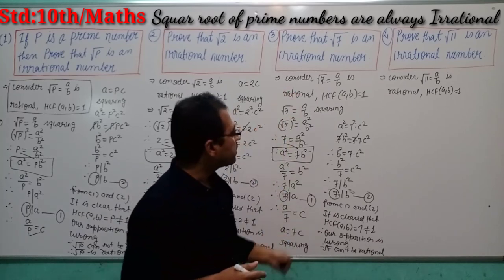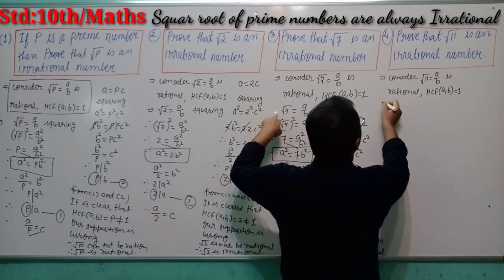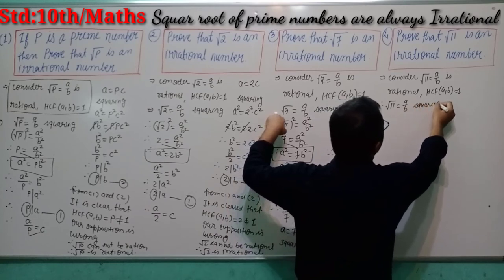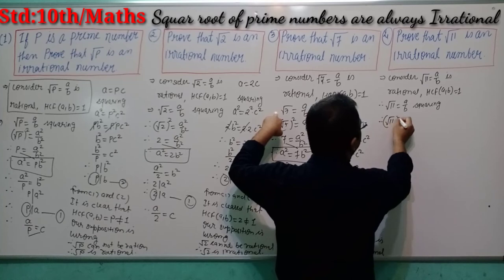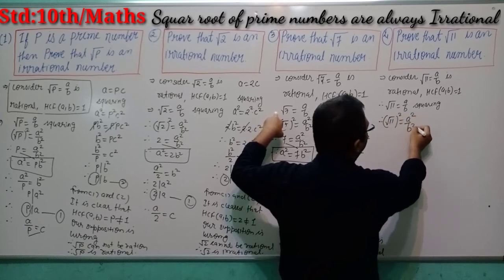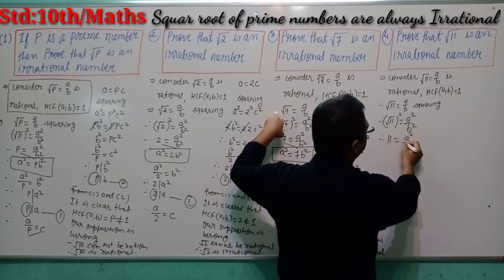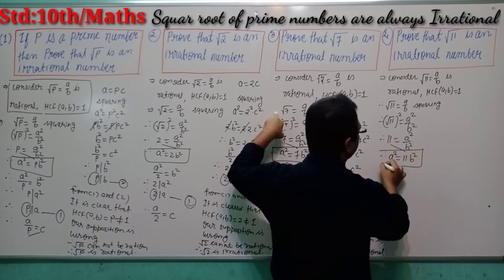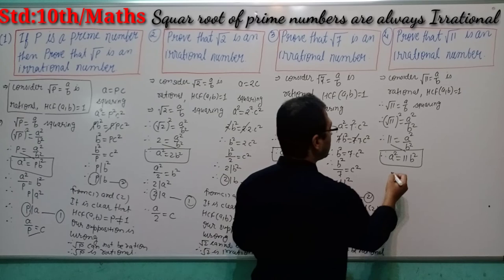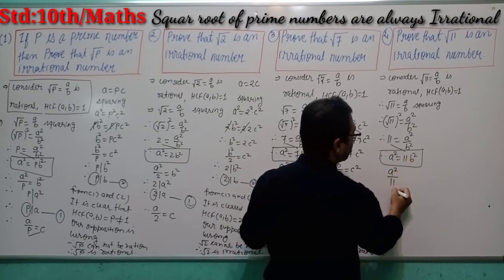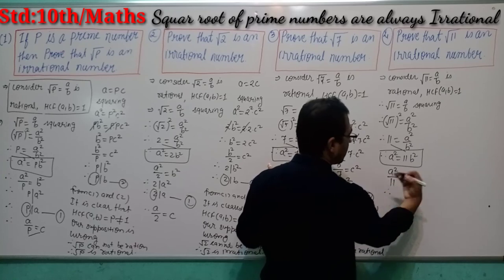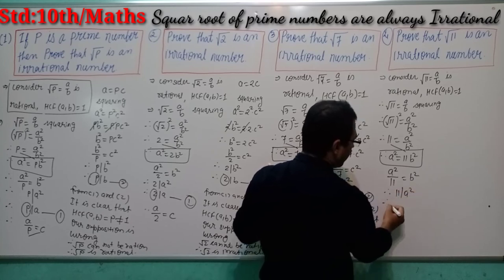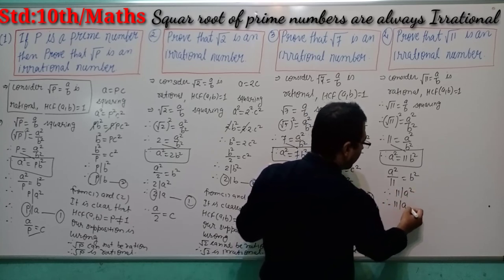Okay? Moving to the same process over here. So root 11 is equal to a by b. Now squaring. After squaring, root 11 whole square is equal to a square by b square. So 11 is equal to a square by b square. So the value of a square is equal to 11 b square. Right, students? It means what? a square is divisible by 11. You are getting b square. So in another way you can write 11 divides a square, right? If 11 divides a square means 11 divides a also.